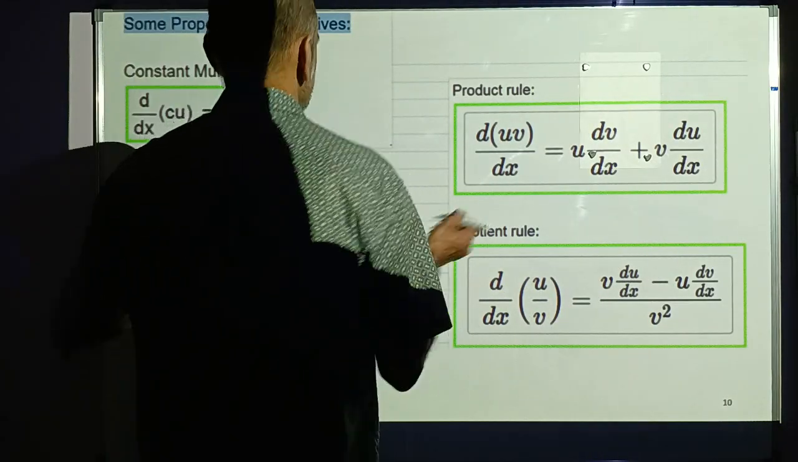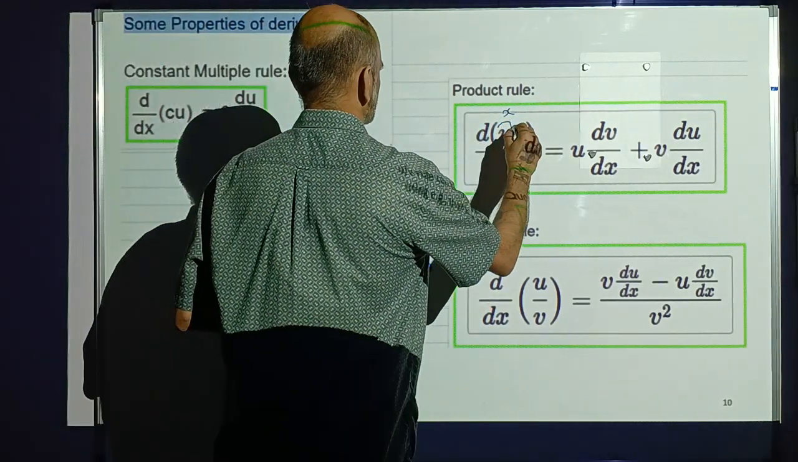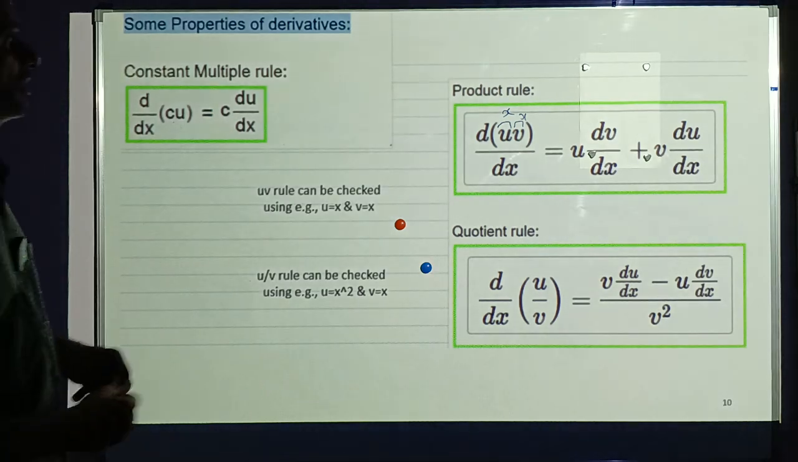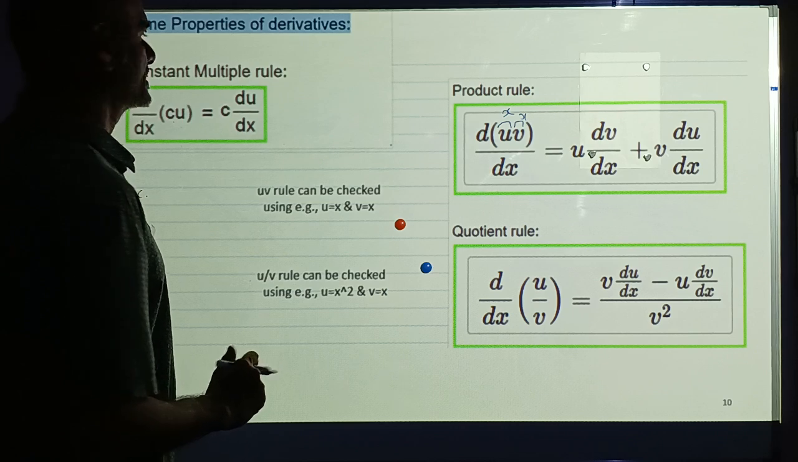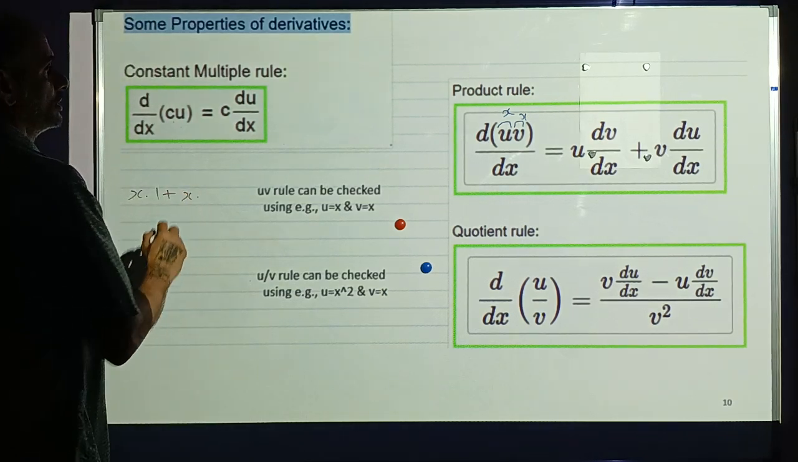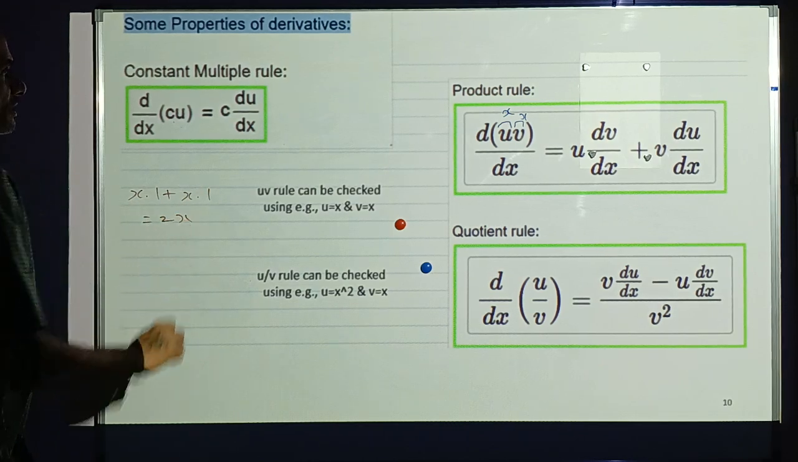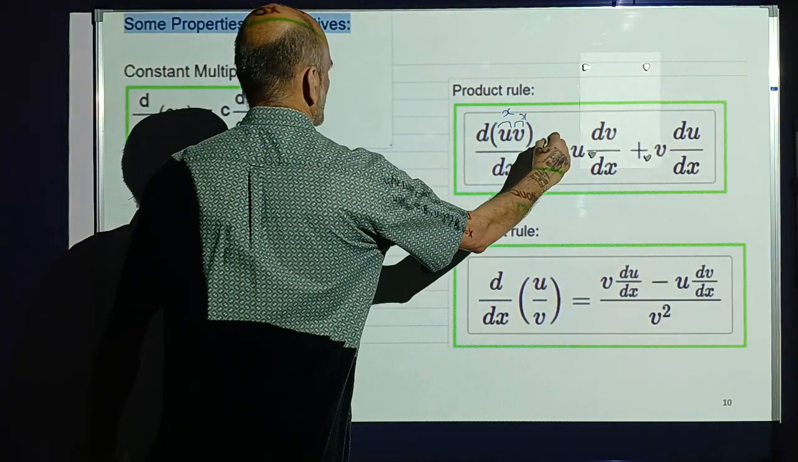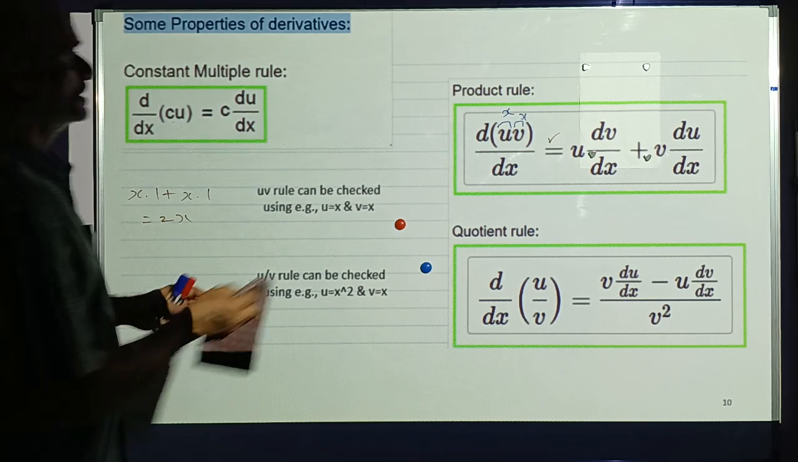This rule can be checked for a simple example. I'll take u as x and v also as x and see whether this is true. The right hand side is u times dv by dx, which is dx by dx, which is 1, plus v times du by dx, which is again 1. So this is 2x. And this is d by dx of x squared, which is 2x. So this is true.